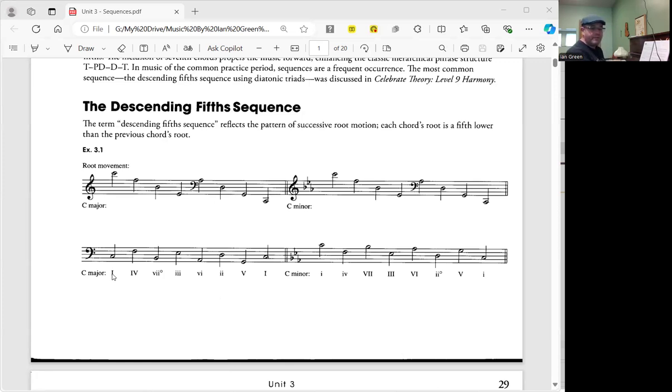Now if we were to play that in a minor key, 1, 4, 7, which is major because we're using the diatonic scale, then you go to 3, 6, which is major, 2, which is diminished, then 5, then 1.